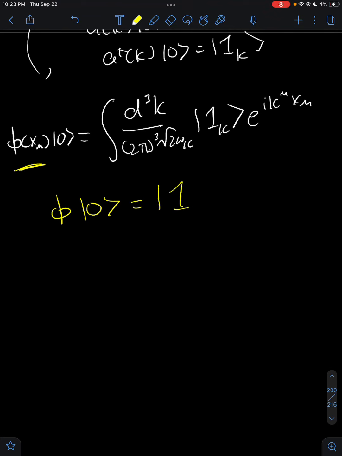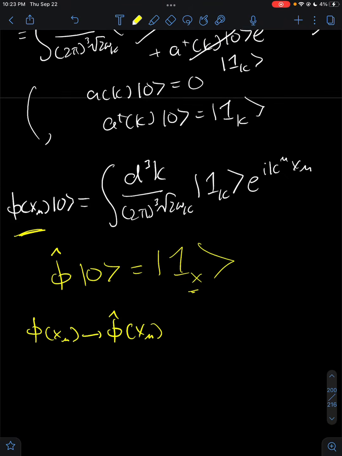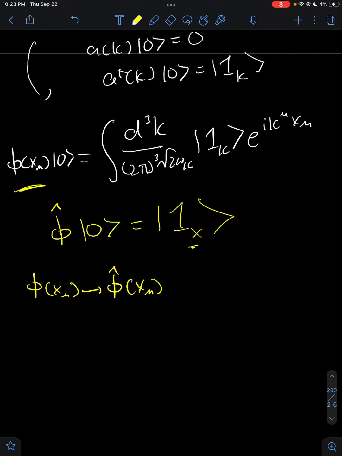That state is going to be a particle state at some position x. So our field is now promoted from just being a classical function, a classical field, to an operator-valued field, or an operator-valued distribution, as the mathematicians love to say. Our field now is an operator, just like the momentum operator or the Hamiltonian is an operator.